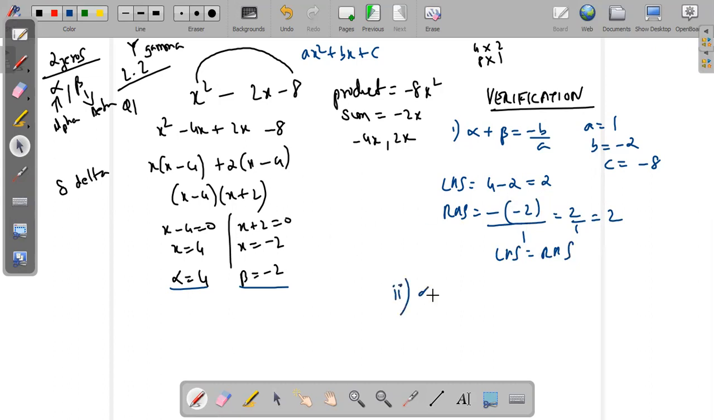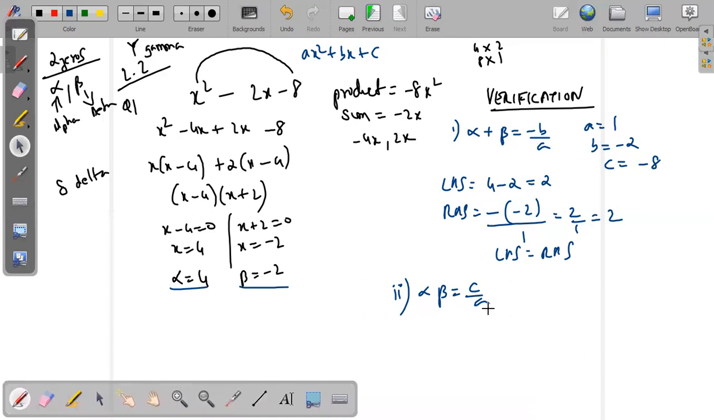Then also there is a second verification formula. So you need to do both, not one. Both verifications have to be done. So alpha beta is c by a. First I'm going to solve the left side. Alpha and beta have to be multiplied. 4 into minus 2, you get negative 8. And the RHS is c by a. So c by a means minus 8 upon 1. So negative 8. So LHS is equal to RHS. Both LHS equal to RHS. Therefore, I can say alpha is 4 and beta is minus 2 are the correct zeros.